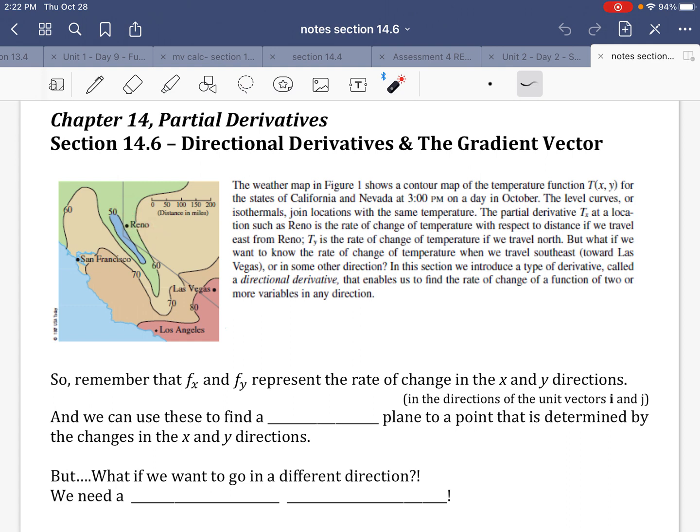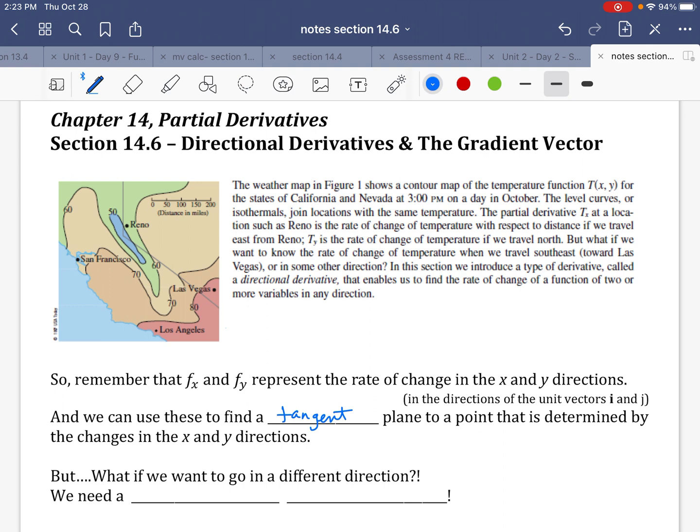But you don't always want to go north or east. Sometimes you want to go in this direction, or maybe northeast or whatever. So you need a way to come up with a derivative in a certain direction, and that's what the directional derivative is. So f_x and f_y represent the rate of change in the x and y directions. We can use these to find a tangent plane, like we did before, at a certain point, determined by the changes in the x and y directions.